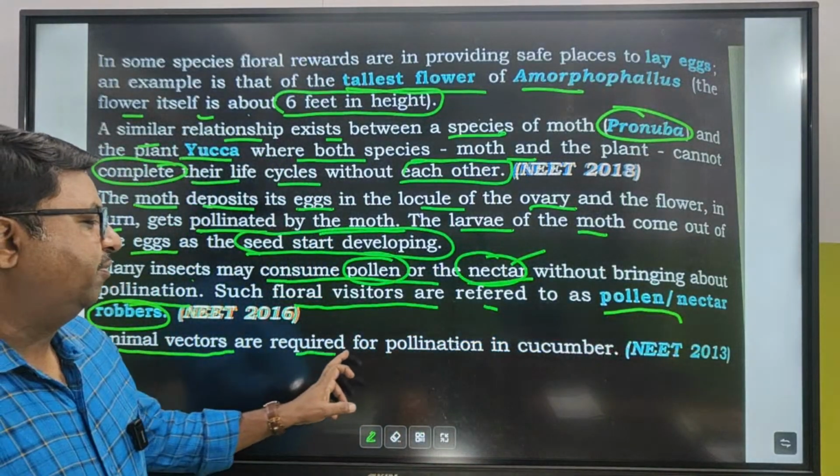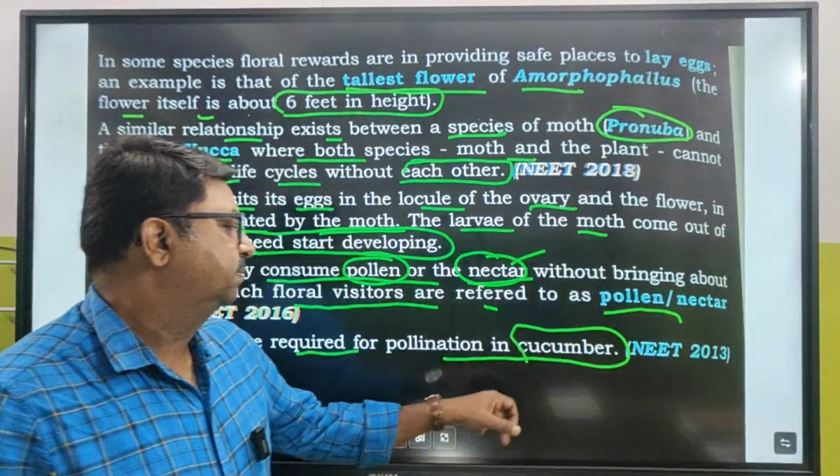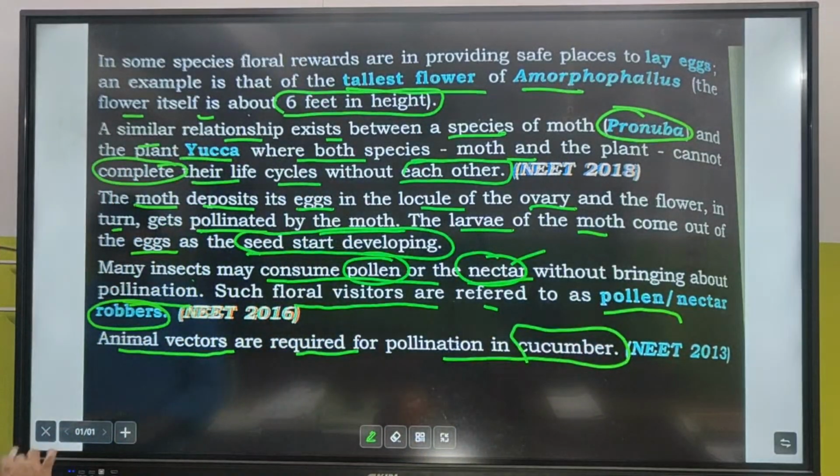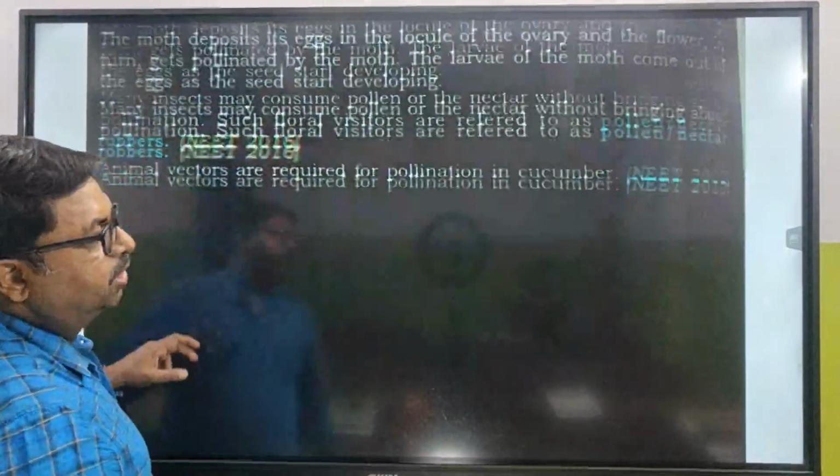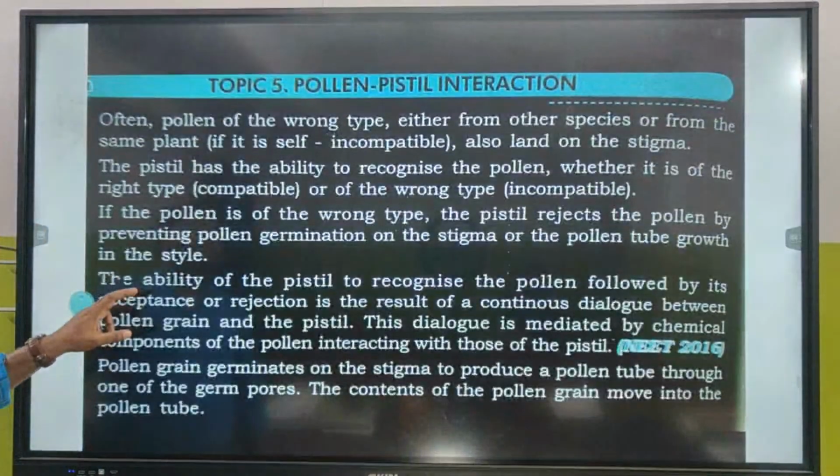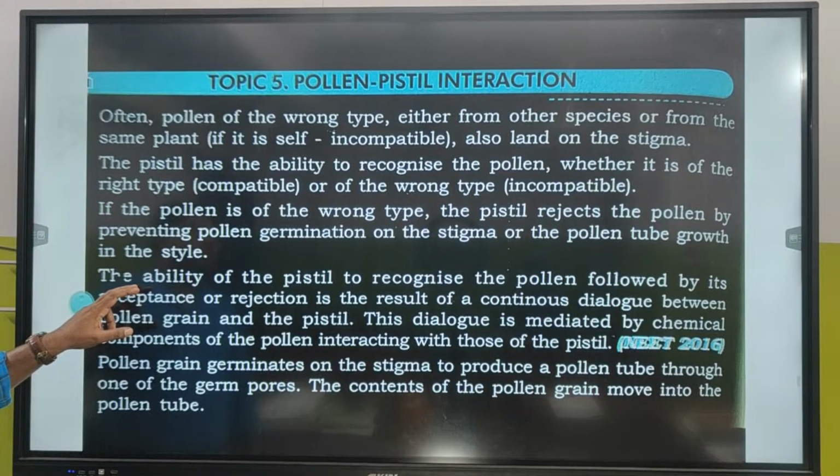Animal vectors are required for pollination in cucumber. NEET 2013, huh? Very important. Pollen pistil interaction.